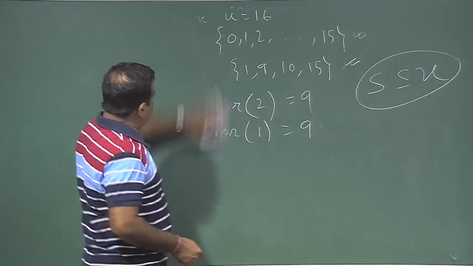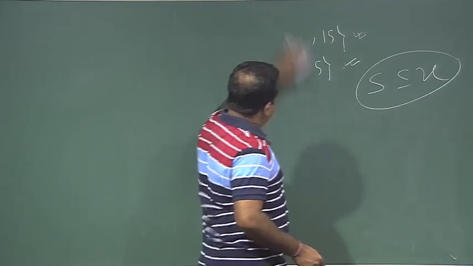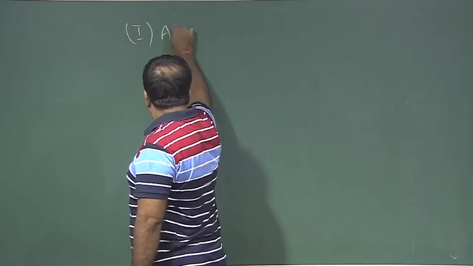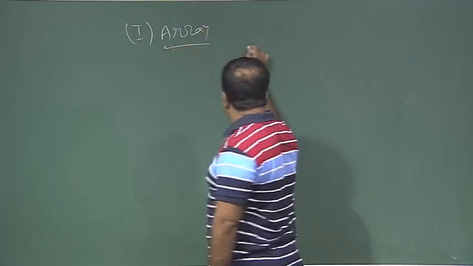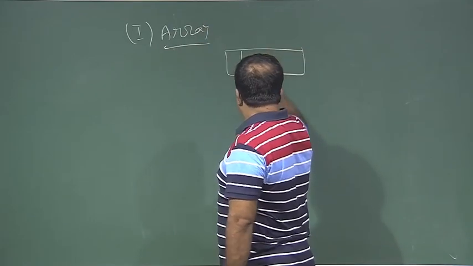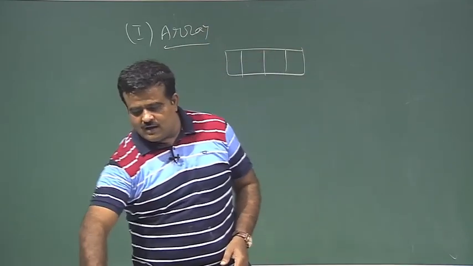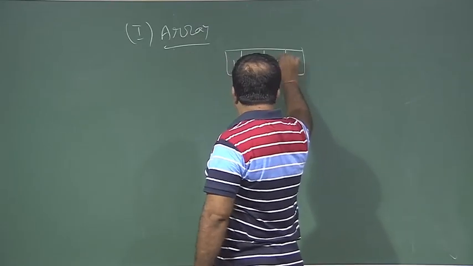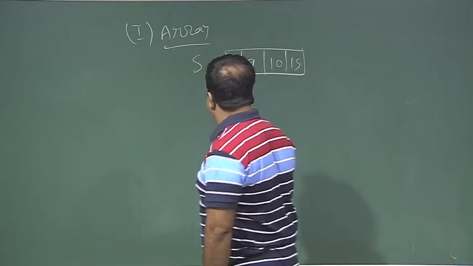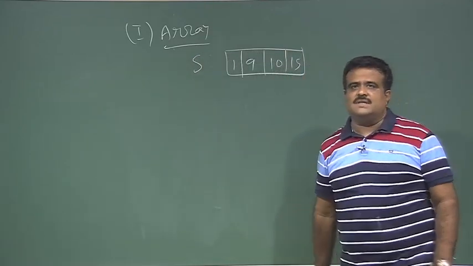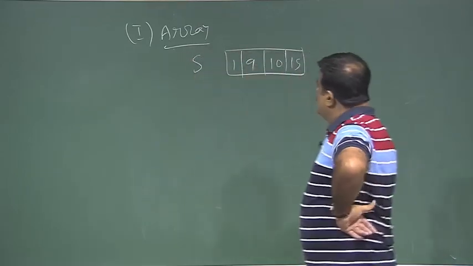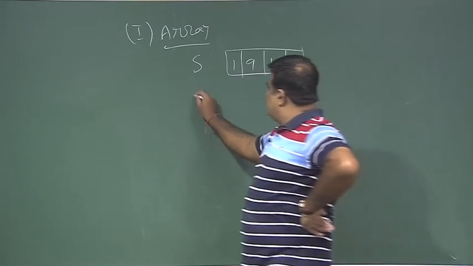So, any suggestion for data structure, like an array? Okay, so the first suggestion is an array. Suppose we maintain an array for S, where S is, say, 1, 9, 10, 15. So we maintain an n-dimensional array, which could increase. If it is an array, how much time will it take to insert an element?